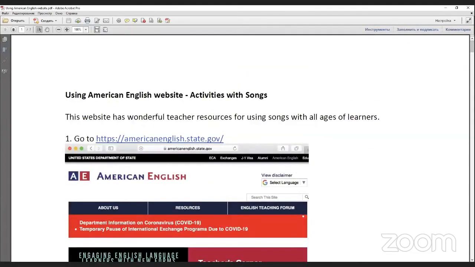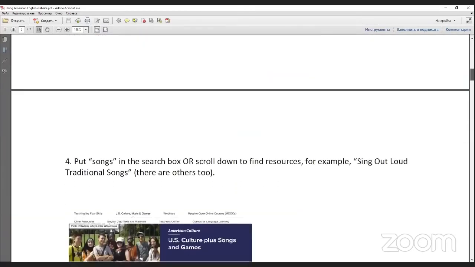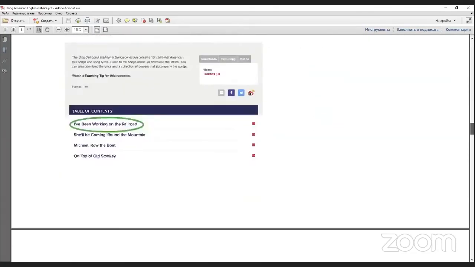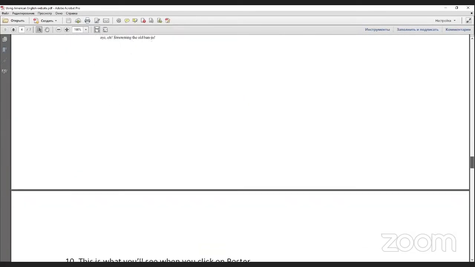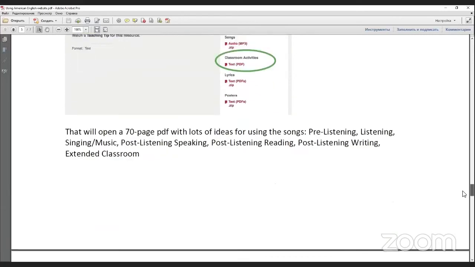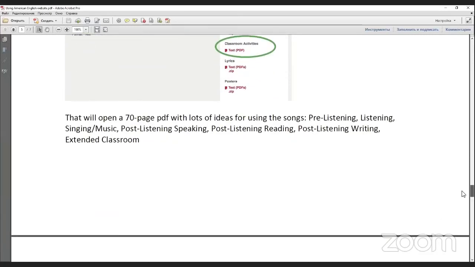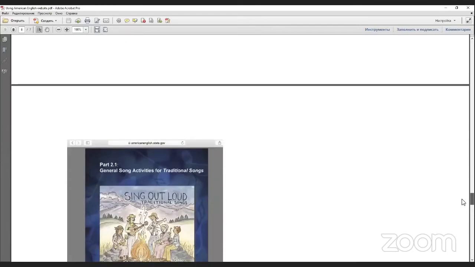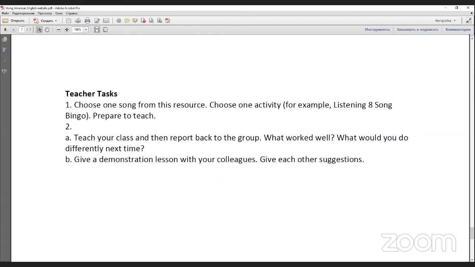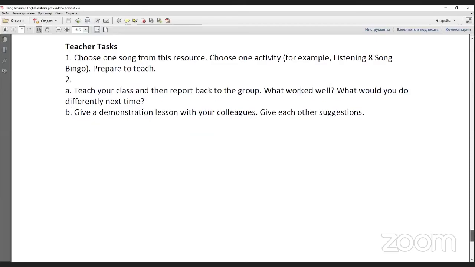So here. I also put at the end some tasks that teachers can do in order to show that they actually read and used the document. That might be useful if you are eventually having a meeting and sharing ideas with the teachers. So here I gave them the task to teach a class and then report back to the group what worked well. The teachers used it during the pandemic time.